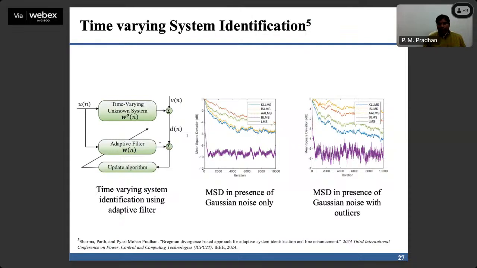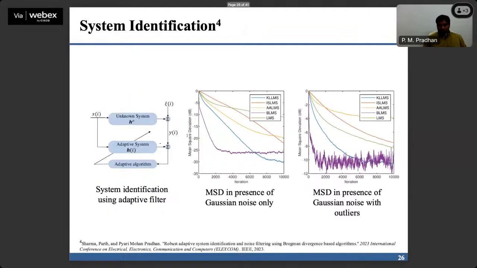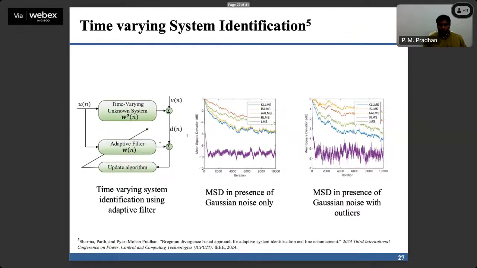Second one is again time varying system identification, where if you look at the previous figure, it was H naught. There was no n in the top block. But right now, if you look at the top block, you have W naught n. So that's a time varying unknown system, because the system parameters are changing over time. And again, you use a similar kind of approach to solve this problem. The performance of various algorithms in presence of Gaussian noise and in presence of outliers are shown.